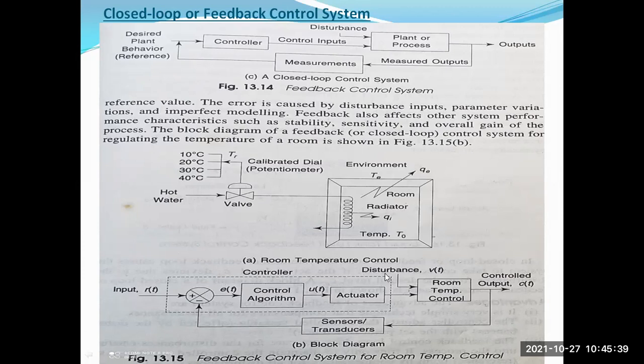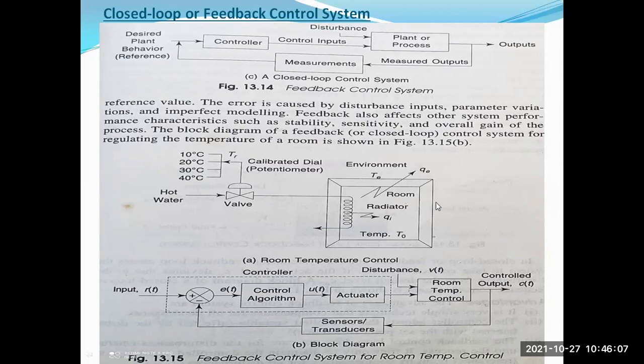This is the controller part. Here you can see this dotted line, this reference input, this algorithm part, that is the control algorithm block. Another one we use here is the actuator, that is the valve. This is basically the valve. It is included in this actuator part. So this is the controller part which controls the overall temperature. Then it finally gives the signal to the room temperature control system.